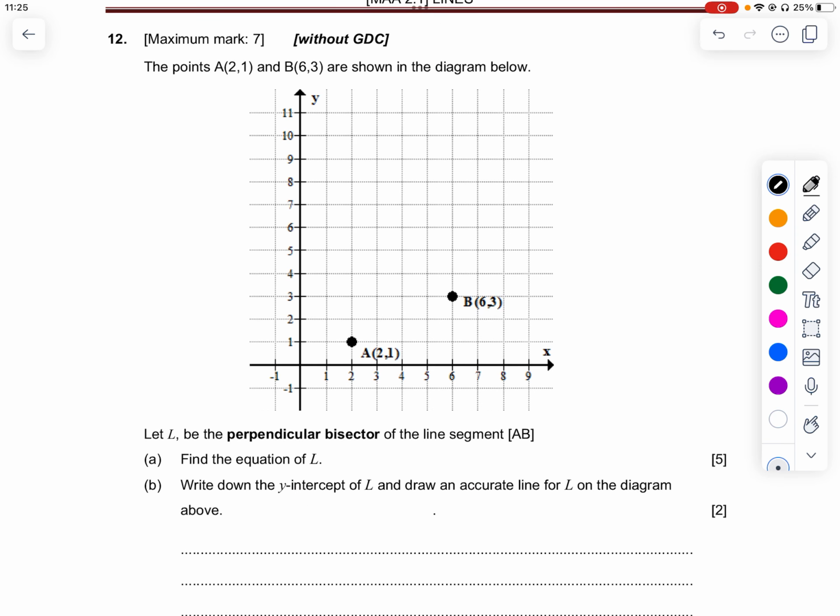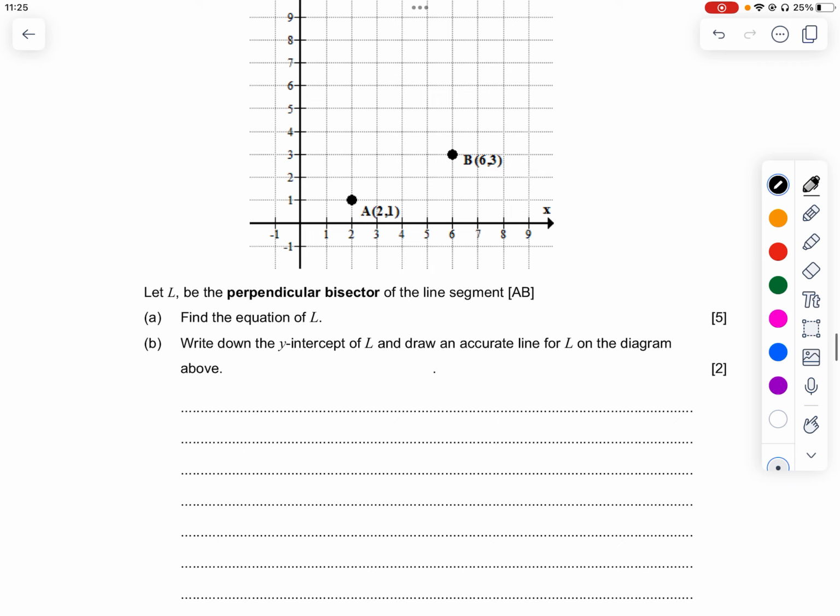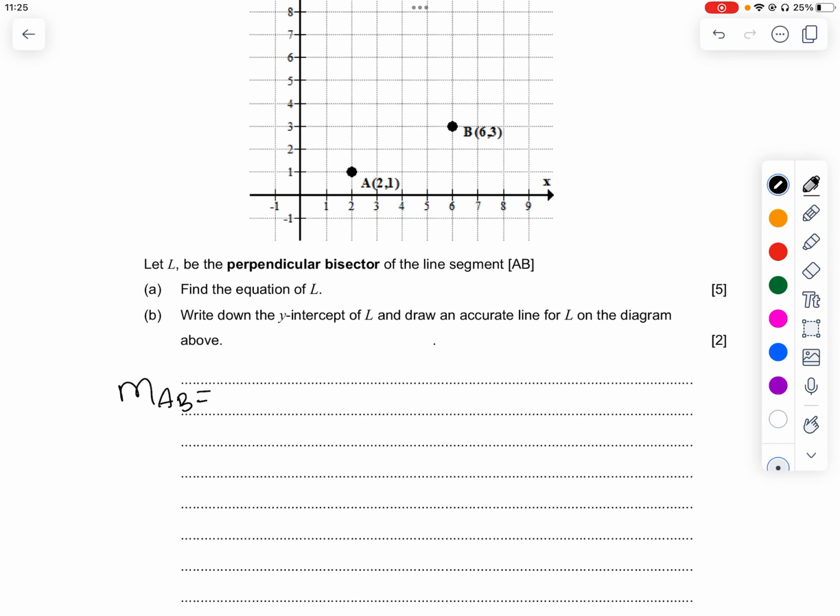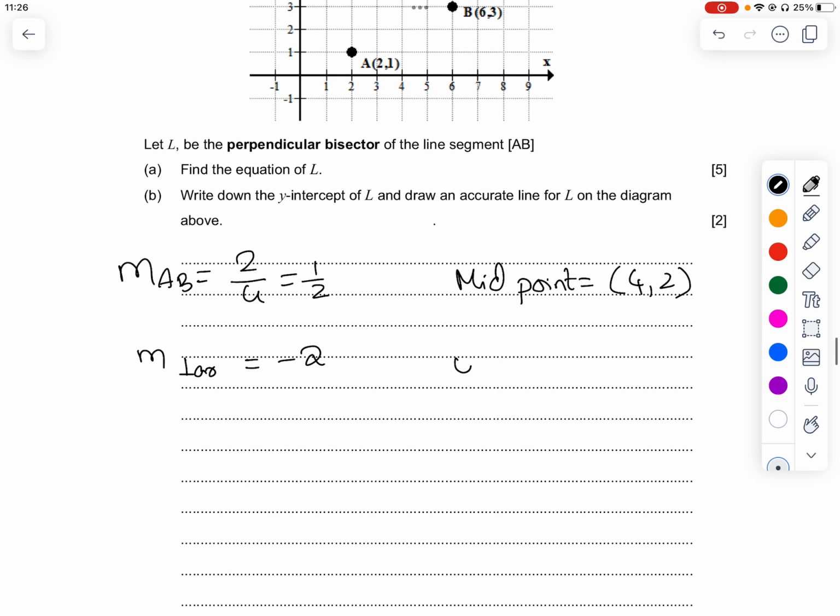The points A and B are shown in the diagram. Let L be the perpendicular bisector of the line AB. Find the equation of the line L. So first of all, I should find the gradient of AB, which is (y2 minus y1) by (x2 minus x1), 1 upon 2. Then I'm going to find the perpendicular gradient, which is minus 2. Once I have the perpendicular gradient, then I'll find the midpoint, which is (x1 plus x2) by 2, (y1 plus y2) by 2. I got the midpoint. Then y minus y1 equals m times (x minus x1). So we get y equals minus 2x plus 10. That's going to be the answer.